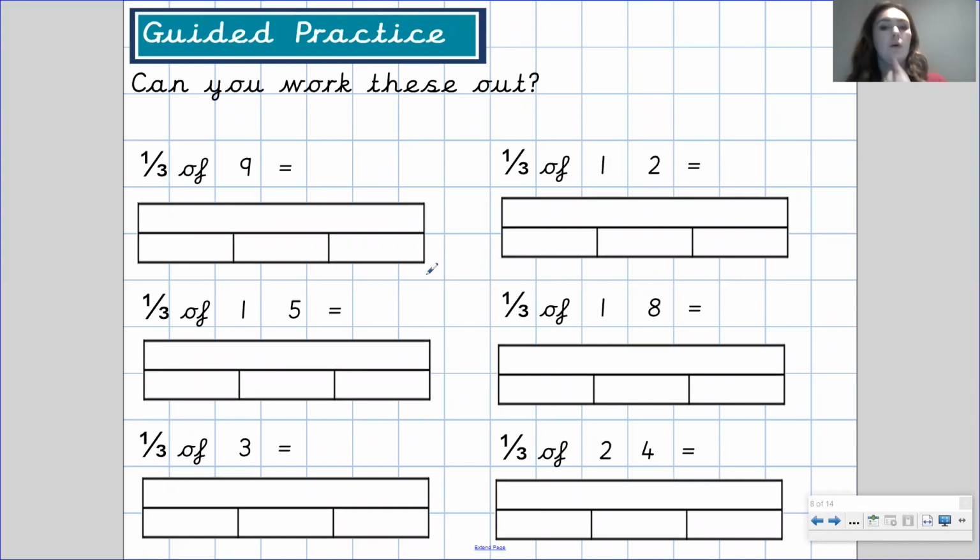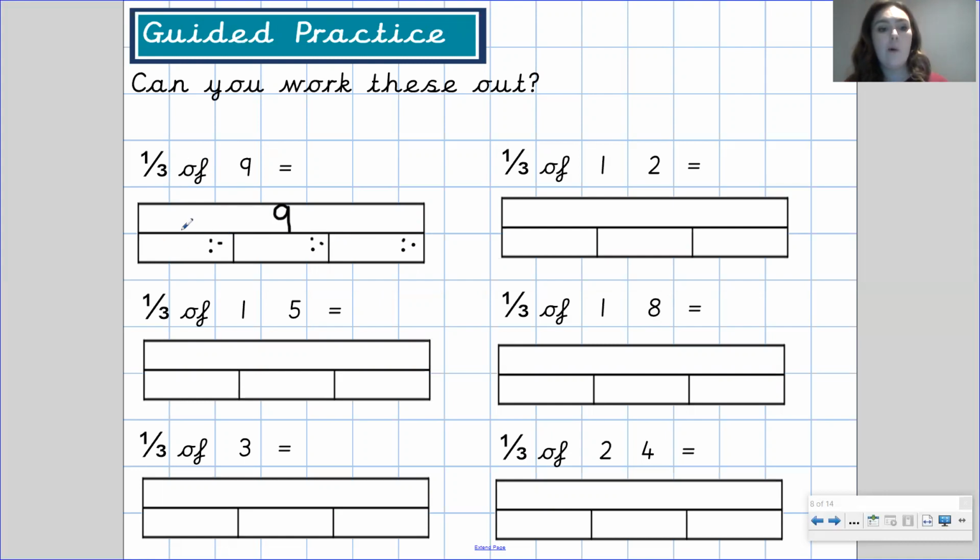Okay, now let's have a go at working these out together. The first one says we need to find a third of 9, and we're going to use the bar model to help us do this. So on the top bar, we're going to put 9 because that's our whole. And we need to find a third of it. So we're going to share 9 out into 3 equal parts. Let's do that together. 1, 2, 3, 4, 5, 6, 7, 8, 9.